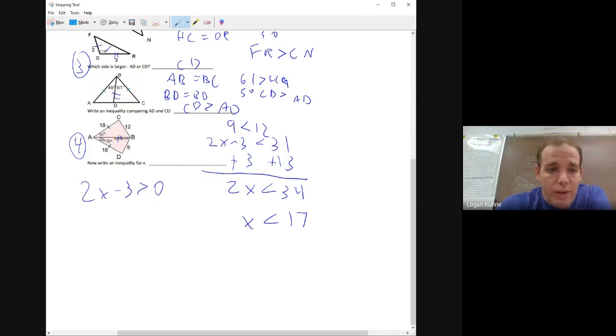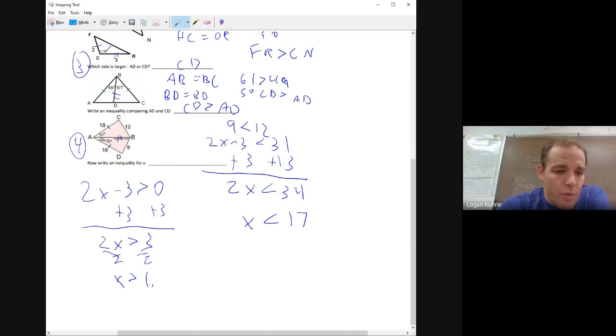So now let's go ahead and solve this. Okay, fine. Add 3 to both sides. 2x is bigger than 3, so if I divide both sides by 2, I get x is greater than 3 halves, or you can put 1.5. I'll accept either. So that's why 1 doesn't work. It's got to be bigger than 1.5.